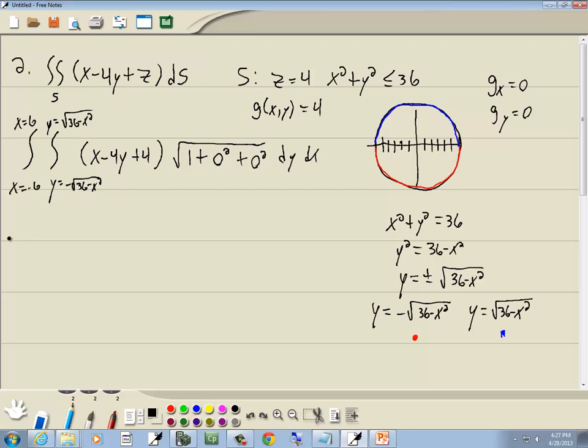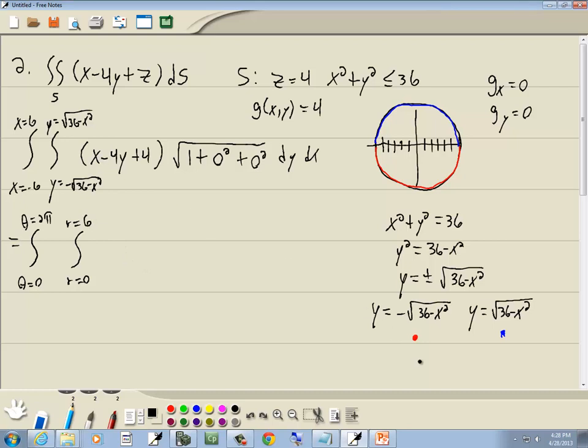Now this one will be easier to switch to polar. So we're going to have theta equal to 0 to theta equal to 2 pi, because we're going all the way around the circle. All the way around the circle is 2 pi. And then you have r equal to 0 to r equal to our radius. Our radius was 6.